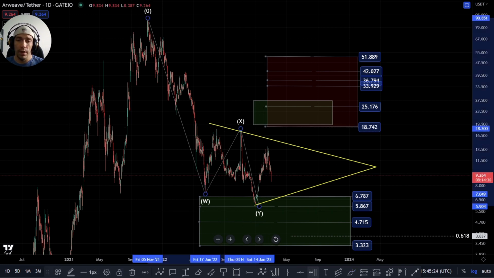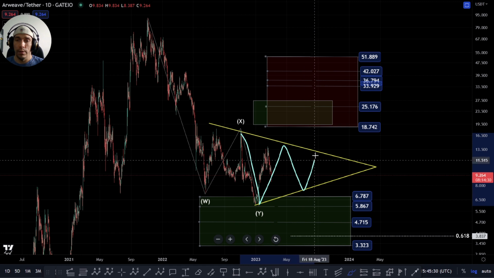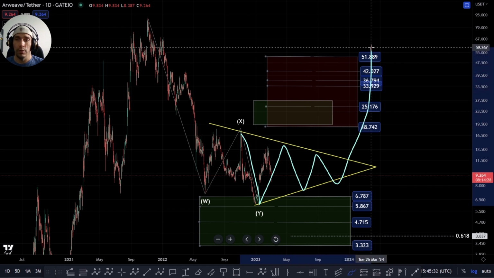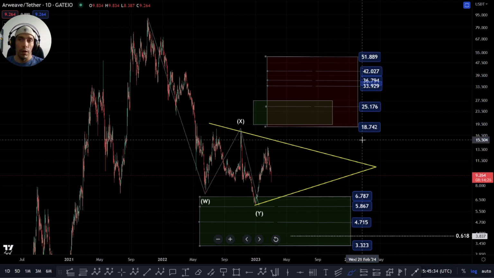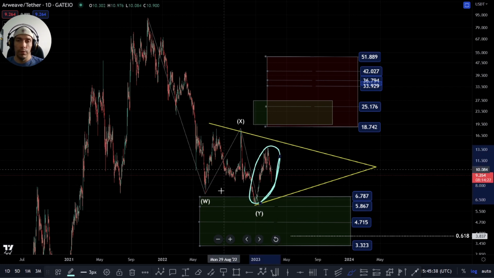So, this triangle idea is also possible in the Y wave, where we would have to look at this X wave into there then, and we could see this in the opposite direction where we get a Y triangle where this becomes an A, B, C, D, and an E, and then it looks to break to the upside. So, we have to give it a bit of space within this.